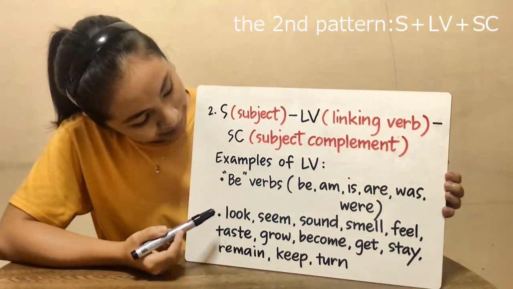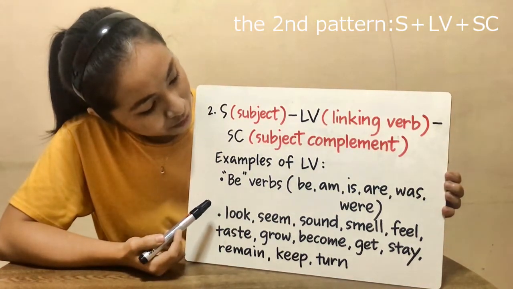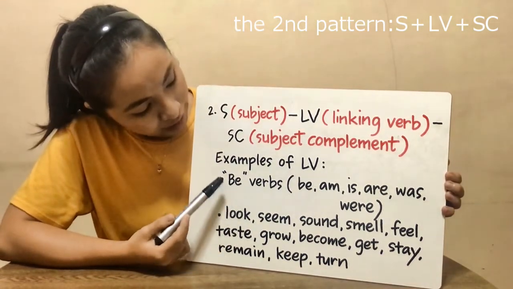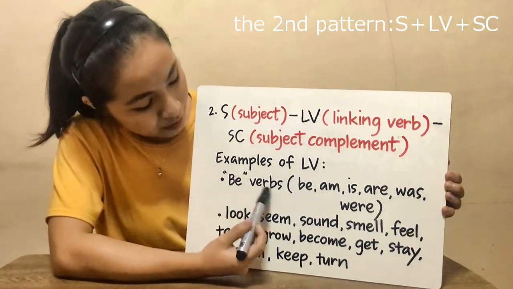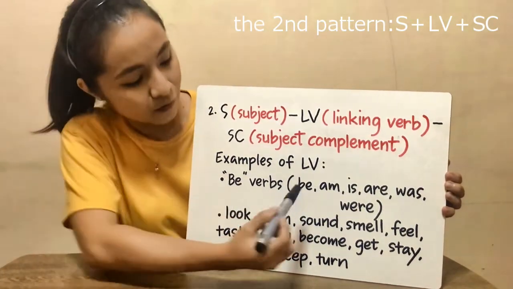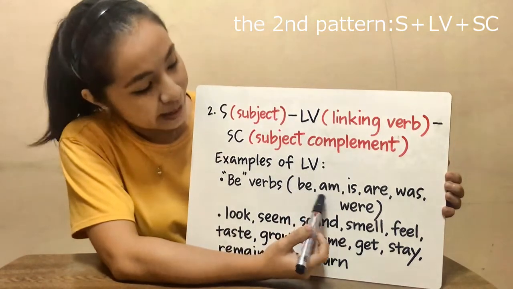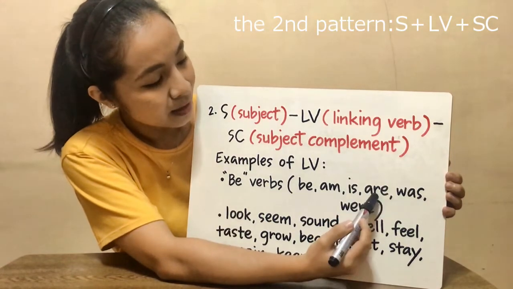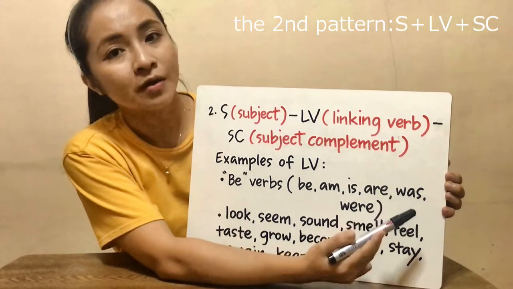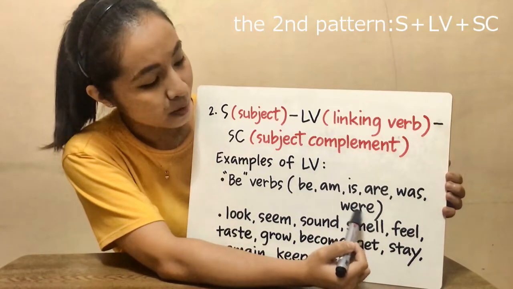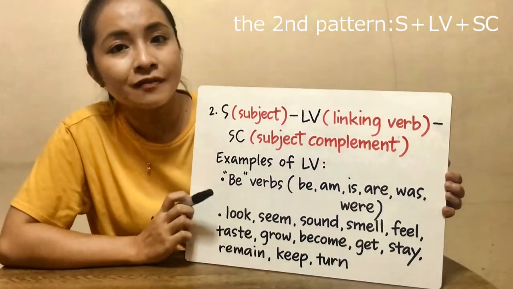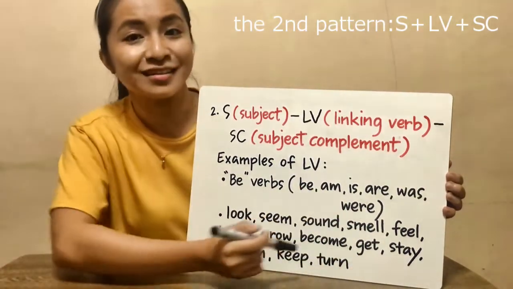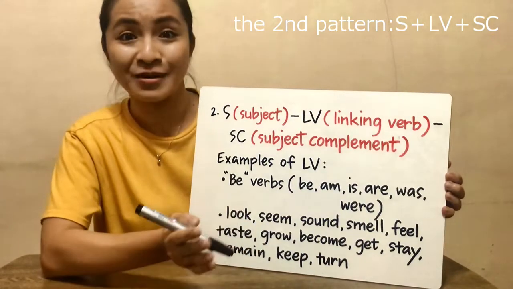So I listed examples of linking verbs here on the board. The most common linking verbs are the be verbs, such as, of course, the be. We have am, is, are, the past forms, was, and were. Other forms of linking verbs are the following. These are just some, but there are actually more.